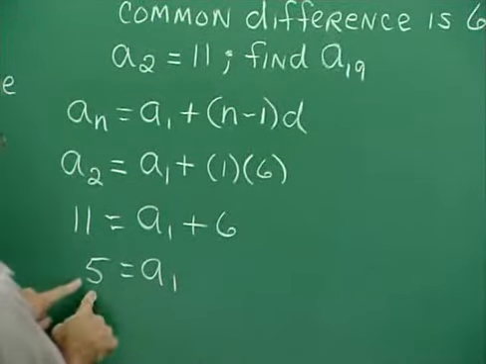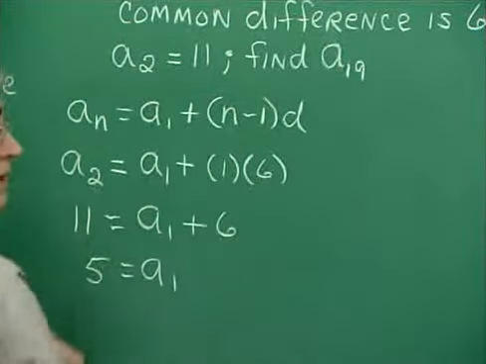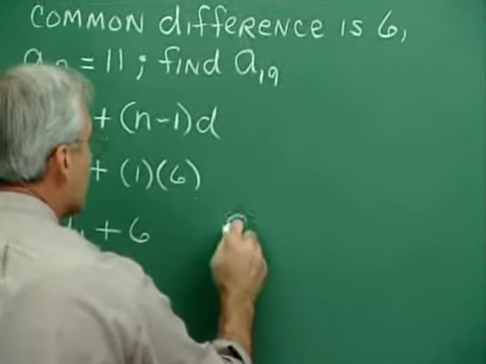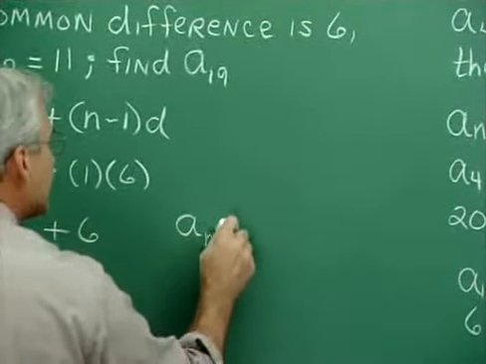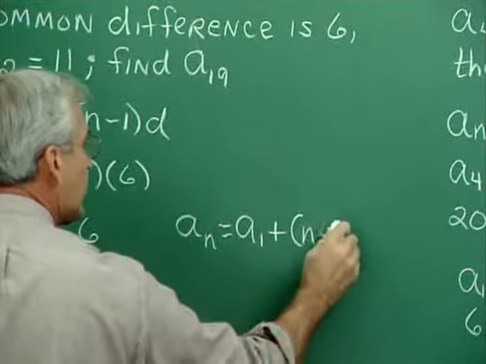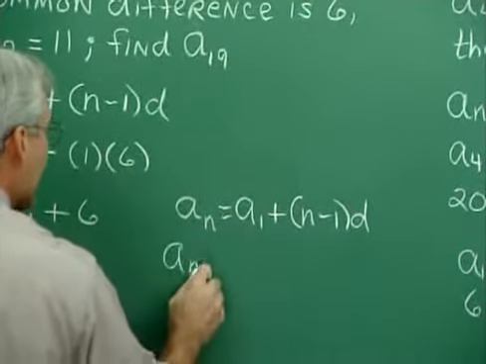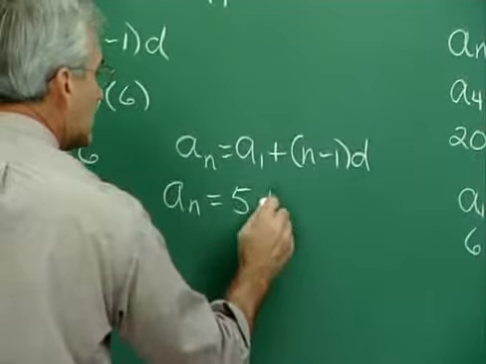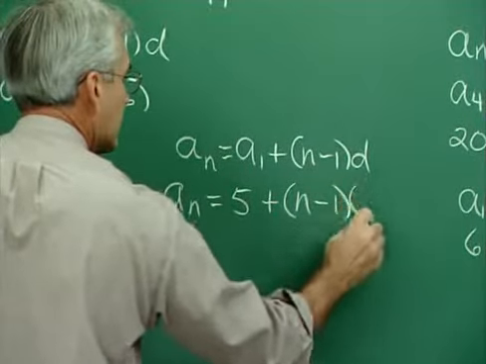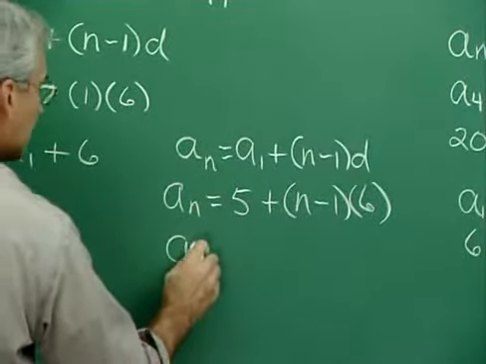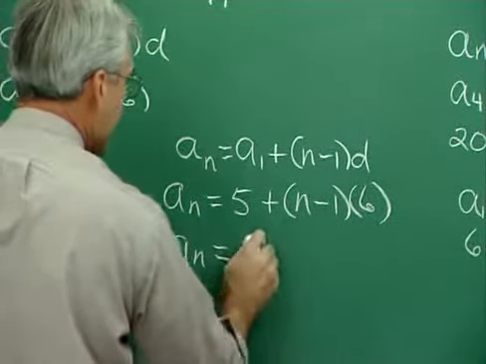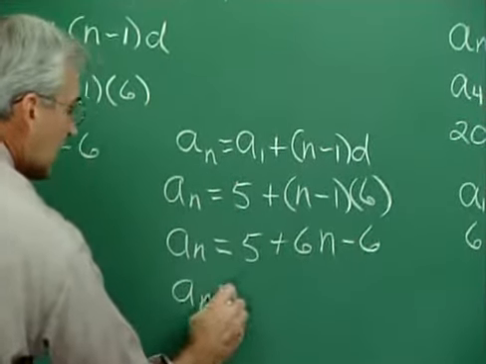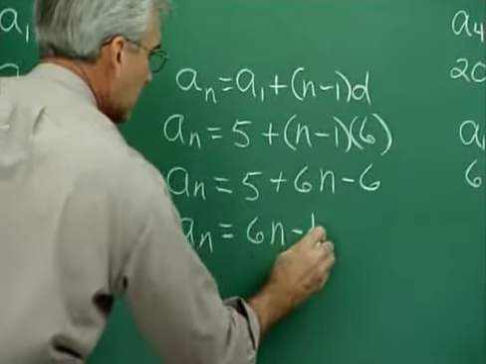Okay, now, if a sub 1 is 5, and the common difference is 6, given up above, then the general idea is this. You can just start from the very beginning. You can say a sub n is a sub 1 plus n minus 1 differences. So a sub n in this sequence is 5 for a sub 1 plus n minus 1 times 6. And then simplify here. So a sub n is 5 plus 6n minus 6. So a sub n turns out to be 6n minus 1.